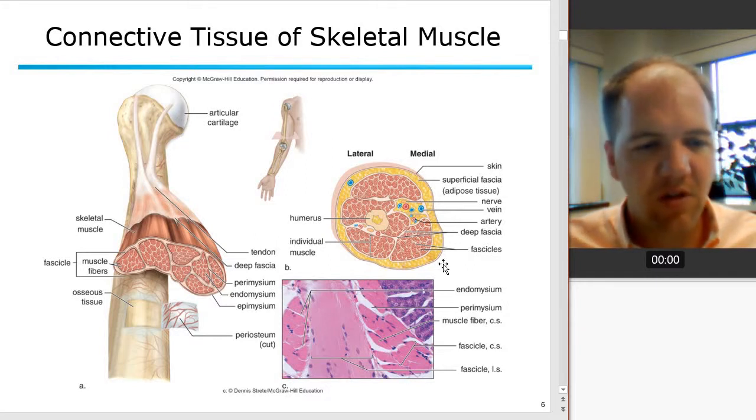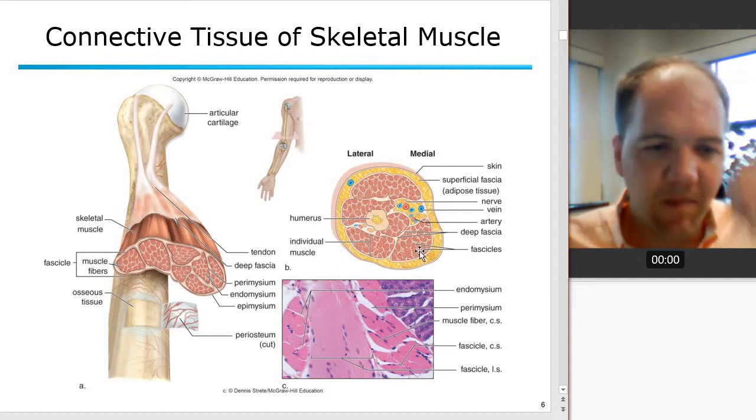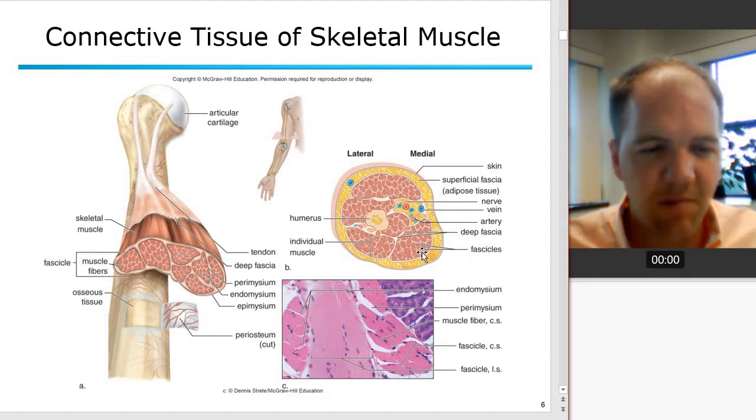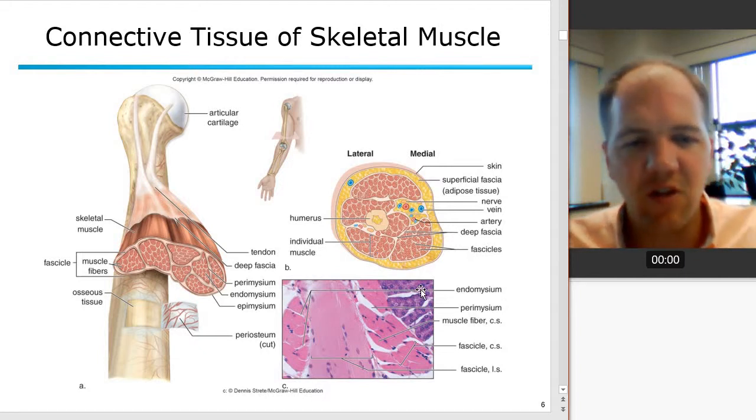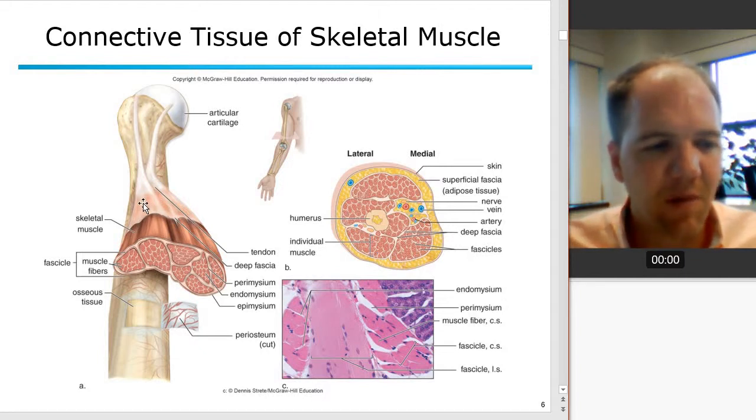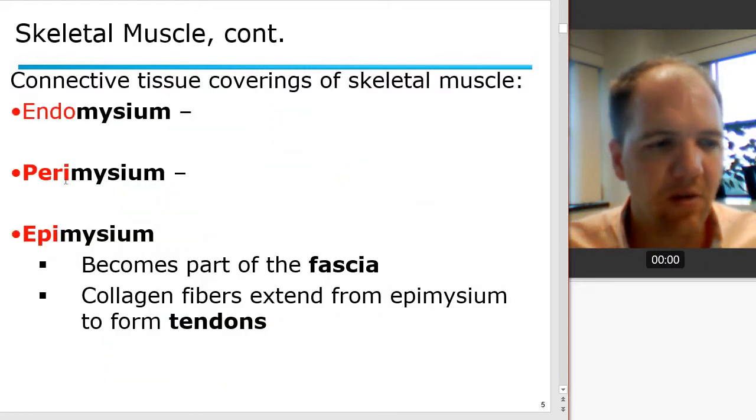Here's another view here that you can see. You can see the bone here in the middle. You can see the fascicles, the bundles of muscle fibers, and then you can see the individual muscle itself. So here's a muscle here. Here are the bundles of fascicles, and each of those fascicles is made up of little tiny individual cells. But notice that the muscle fiber itself runs from one end of this muscle, and it'll go all the way to the other end of the muscle. Okay, so endomysium, perimysium, epimysium.